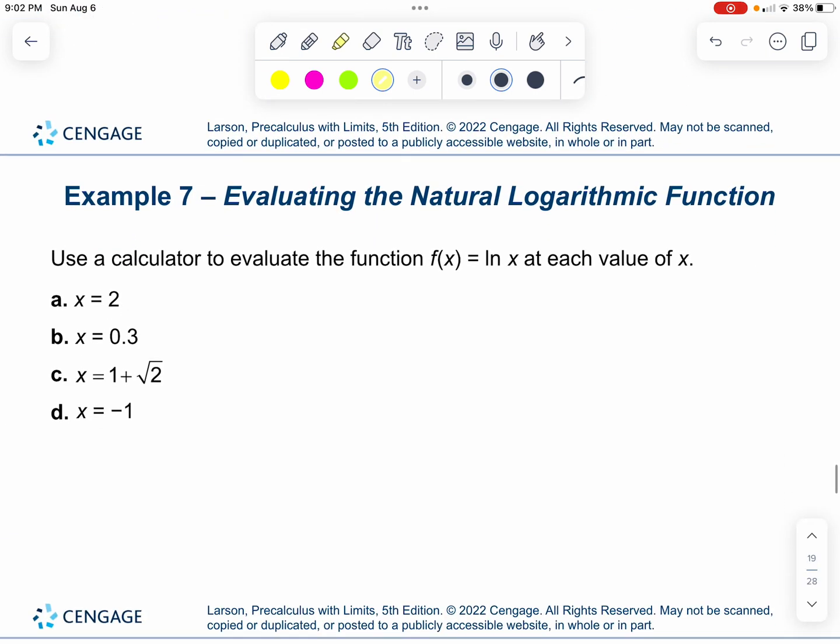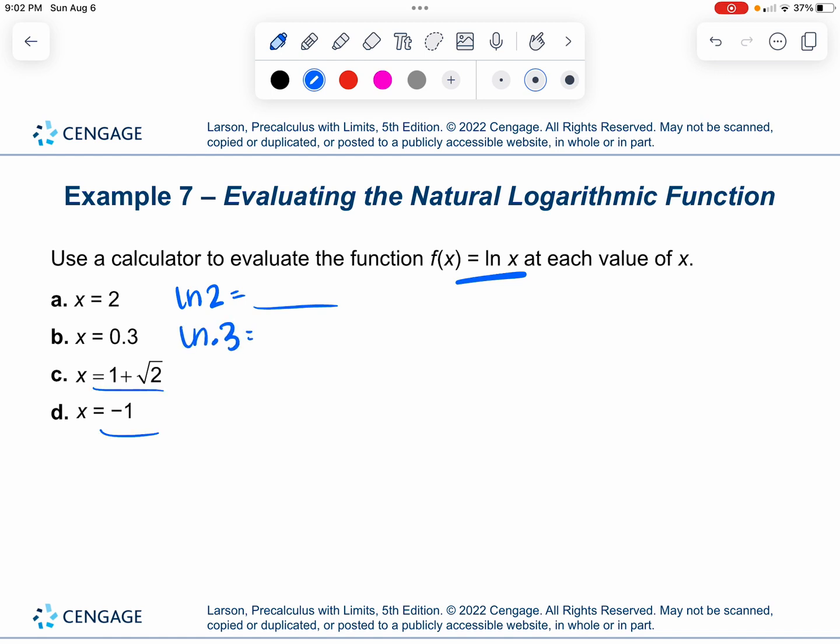So a calculator can carry out a lot of log functions, depending what type of calculator you have. And so if I was going to evaluate them, natural log of 2, I would type in natural log of 2. My calculator would spit out a value. Here, natural log of 0.3. You could type in all those, see what it gets you.